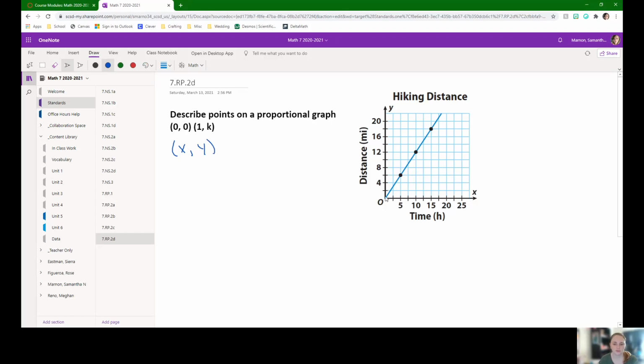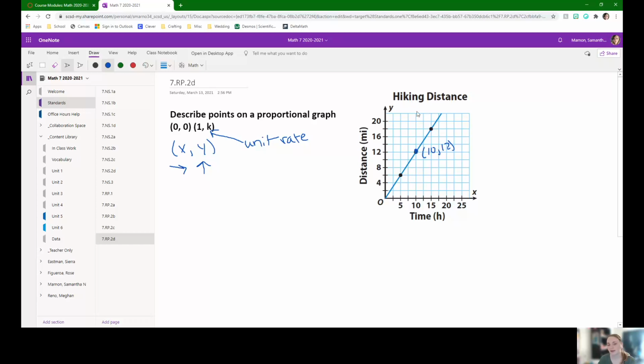So the x comes first, which is the side to side, how far over, and then the y, how far up. And again, when the x is 1, the y is actually going to be the unit rate, which is very helpful for us. So we just need to be able to describe points on a proportional graph. So for example, this point here, it's 10 on the x-axis, and that means time, h is hours. So this point is 10, 12, which is 10 hours, 12 distance in miles.